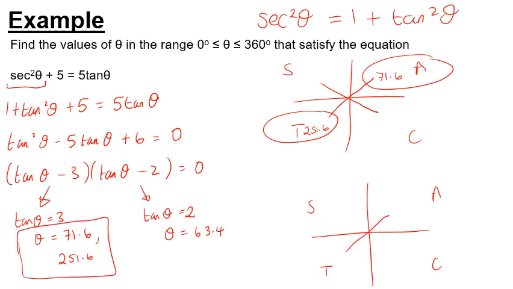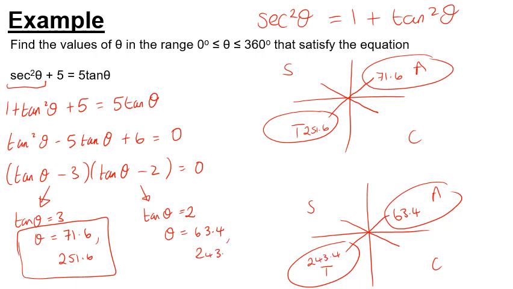The other one we've got is 63.4. Again, tan is a positive number, so it's the same two quadrants. I've got to do 180 add 63.4, which is 243.4. So I've ended up with 4 possible answers.